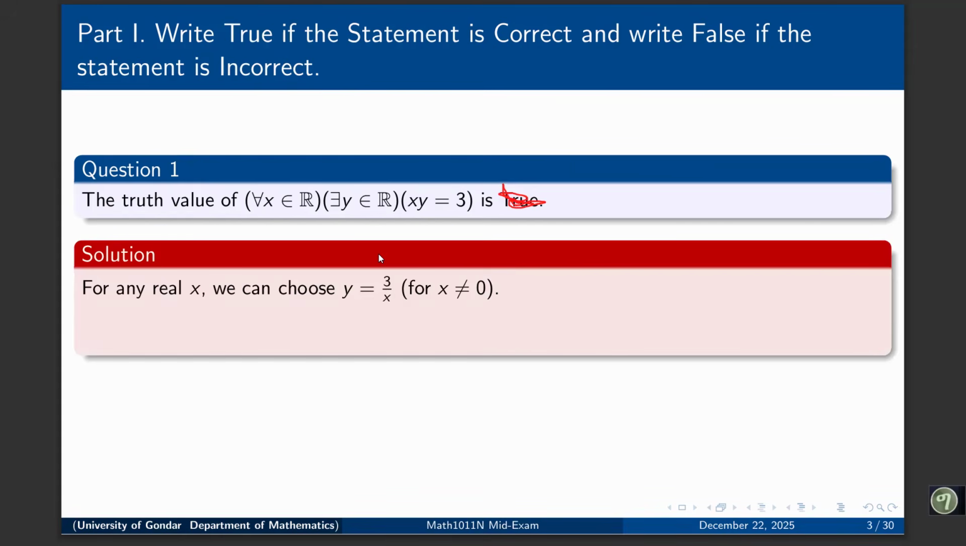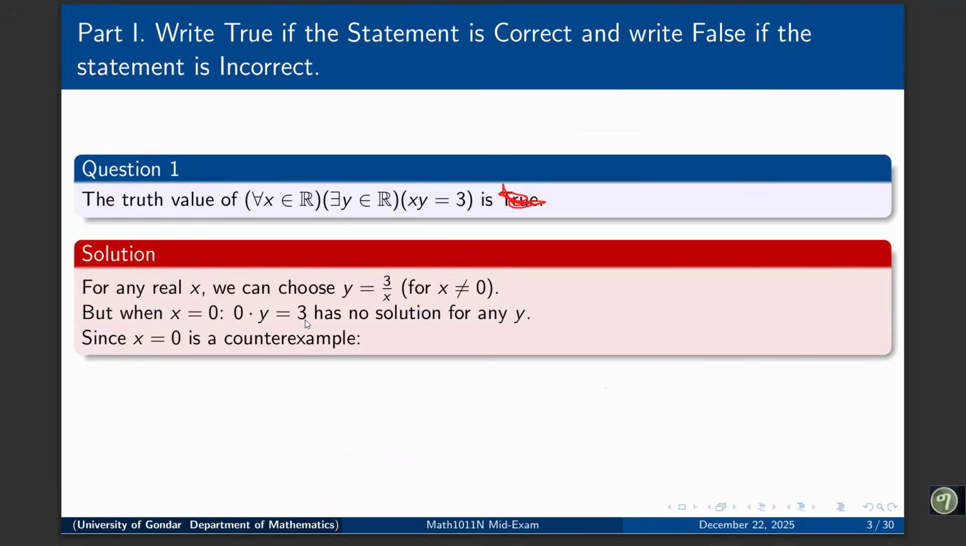Now we know that for any real number x, we can choose, for example, y equal to 3/x, for x different from 0. If we choose y equal to 3/x, the product will become 3, but this holds true whenever x is non-zero. But when x is equal to 0, 0 times y equal to 3 has no solution for any y. There is no y making this statement true.